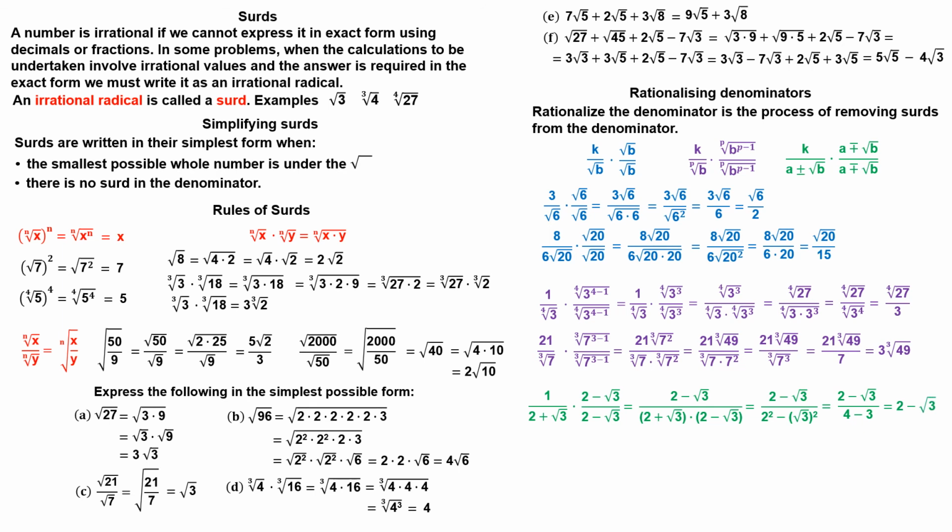Another example. Multiply the numerator and denominator by the square root of 28 plus 3 times the square root of 2.